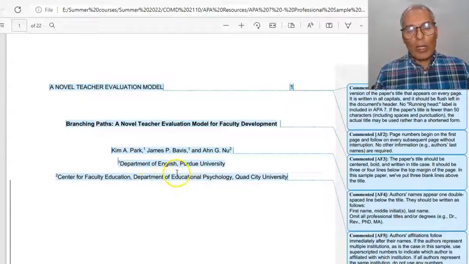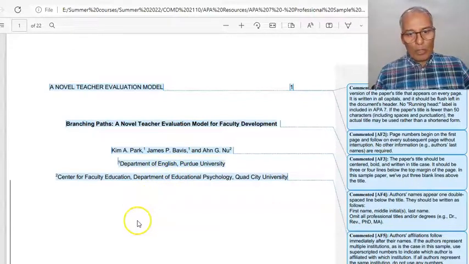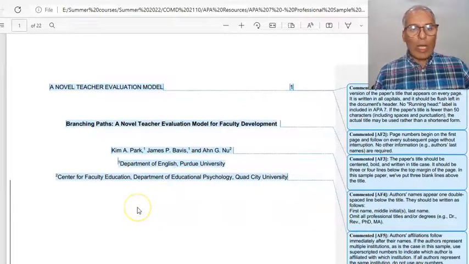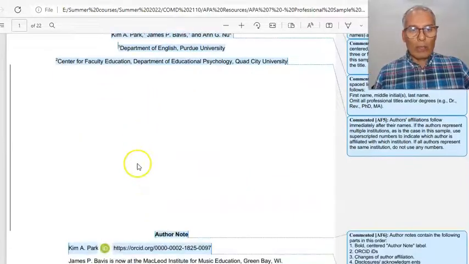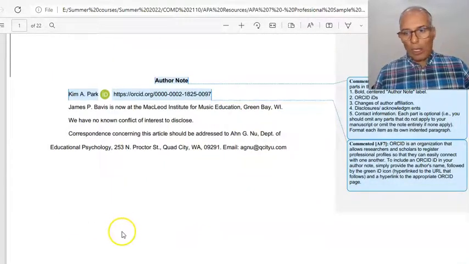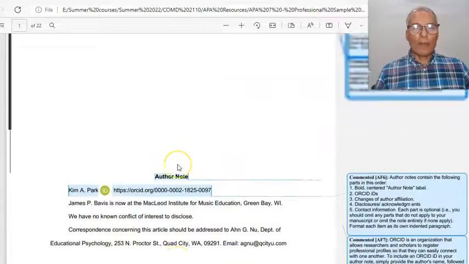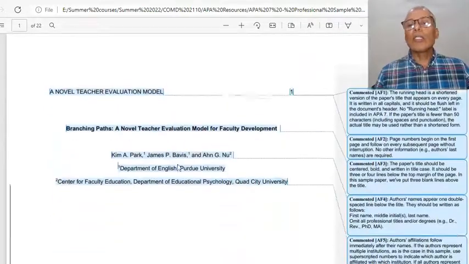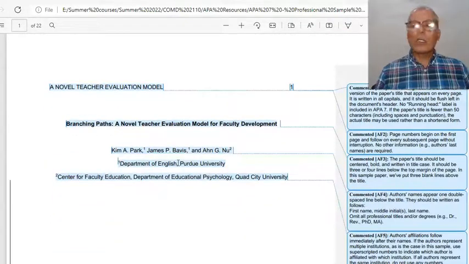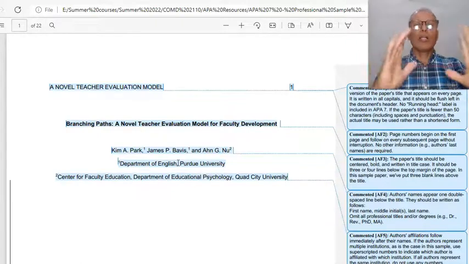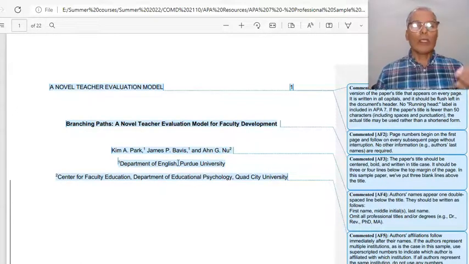Then below this, you go down a few spaces toward the bottom of the page, and you have the author note. They write, for example, if you want to correspond with me, do this and do that, and they give their information here. So that is your title page. It doesn't have content. It doesn't detail anything, just the title, your name, and the authors.